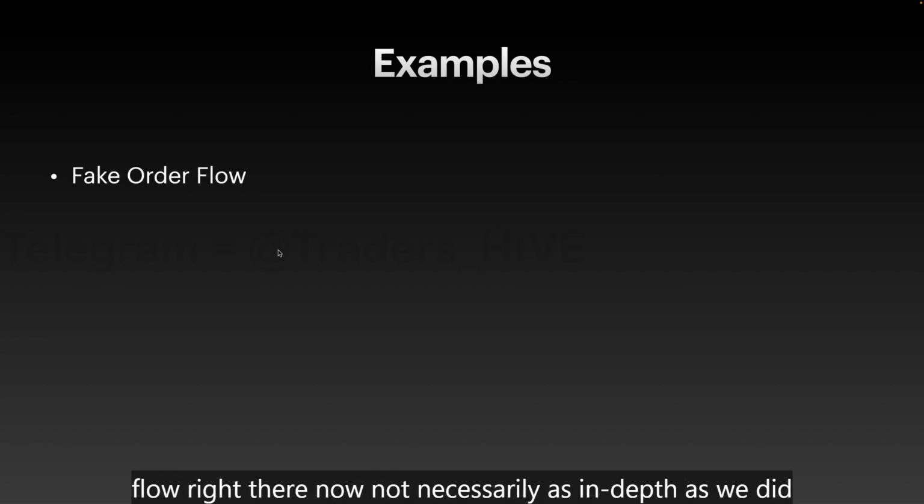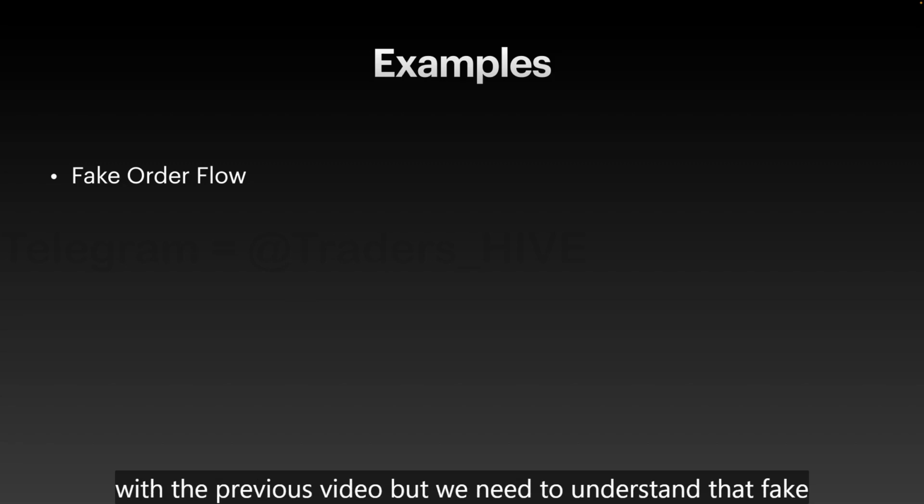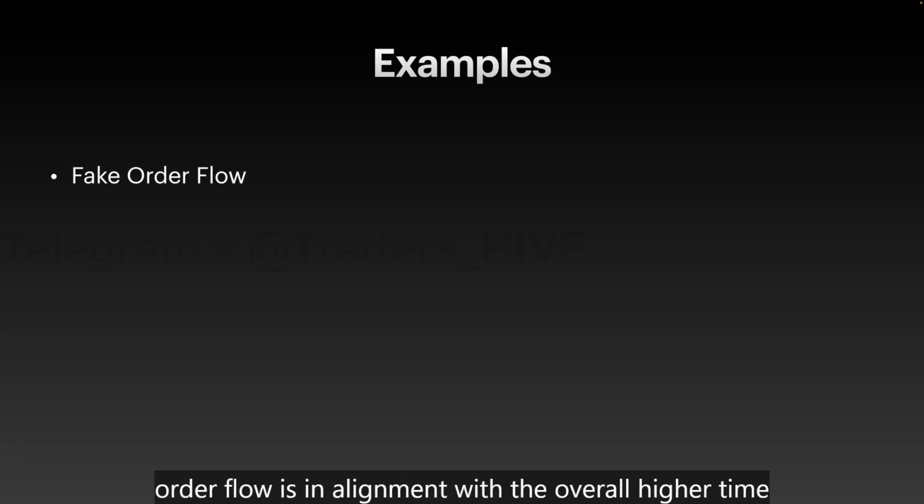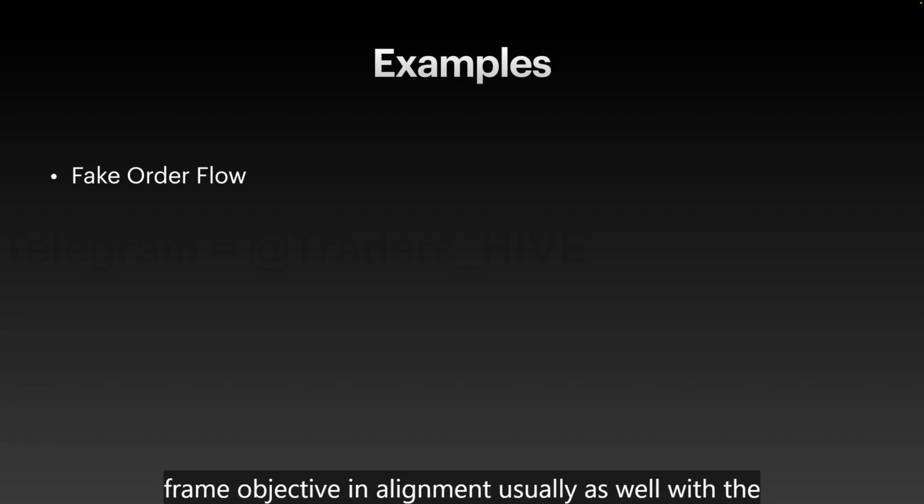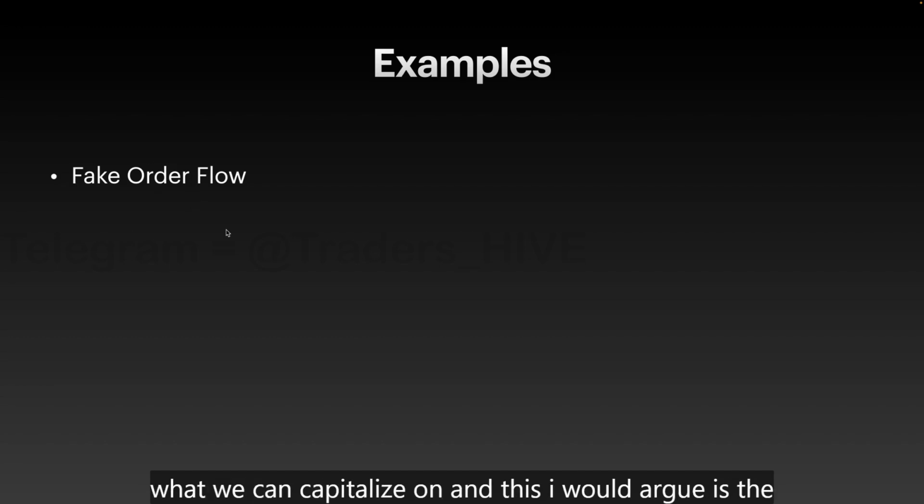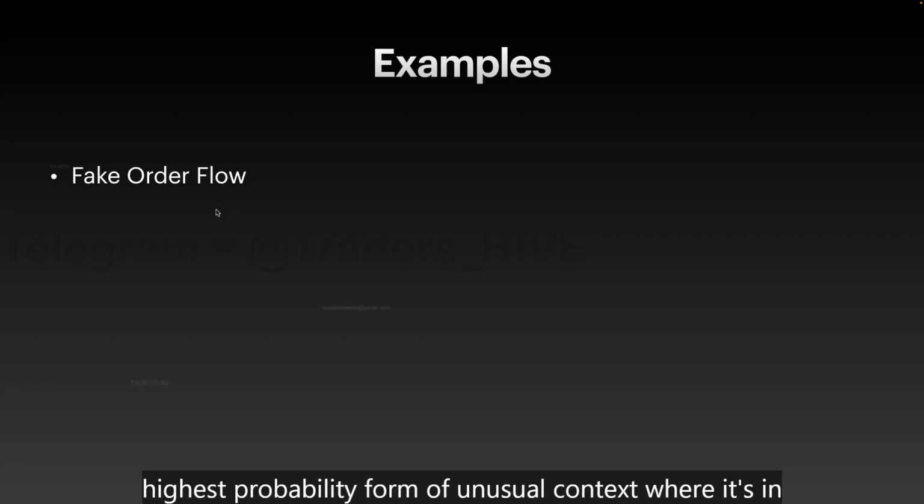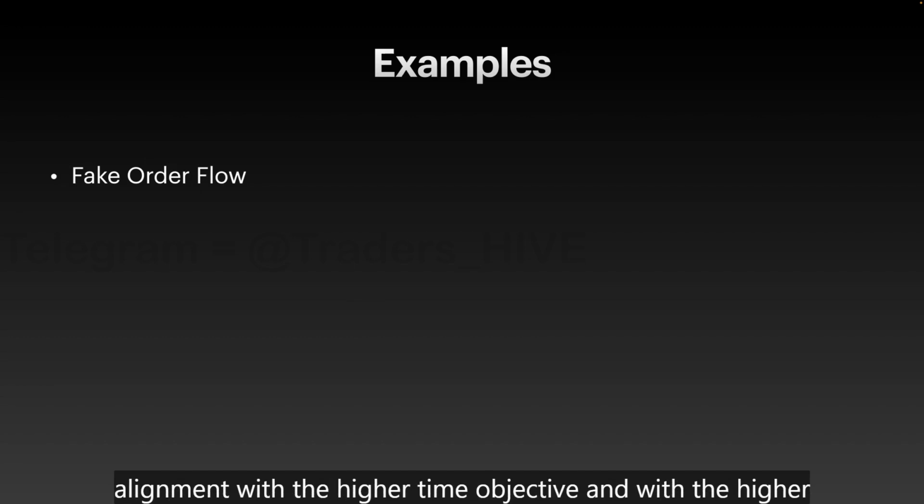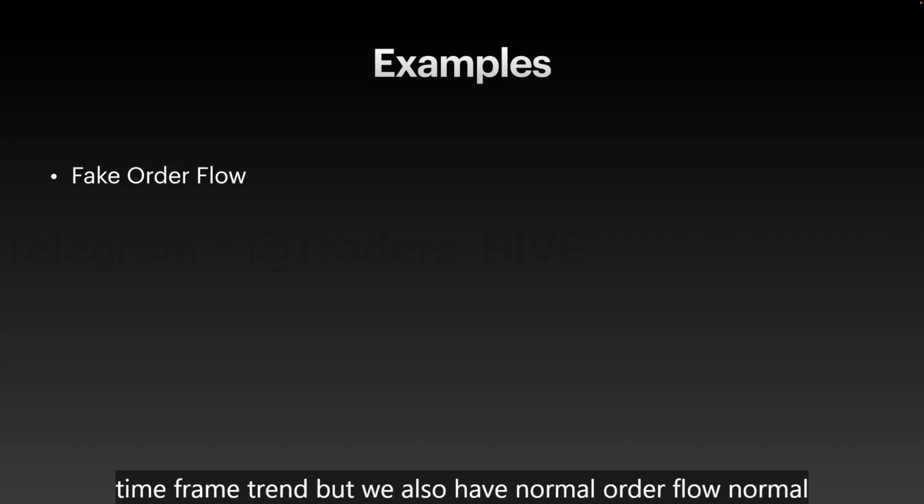Now, not necessarily as in depth as we did with the previous video, but we need to understand that fake order flow is in alignment with the overall higher time frame objective, and usually in alignment as well with the overall higher time frame trend that we have. This is what we can capitalize on, and this, I would argue, is the highest probability form of unusual context, where it's in alignment with the higher time frame objective and with the higher time frame trend.